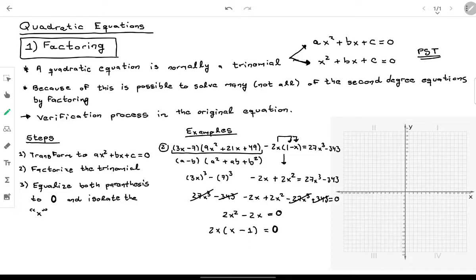So in this case, we can equalize both to 0. So in this case, x equals 0 over 2. That means x equals exactly 0. 0 divided by anything is 0. And the other one is going to be x equals exactly 1. So we have that the values of x are going to be 0 and 1.